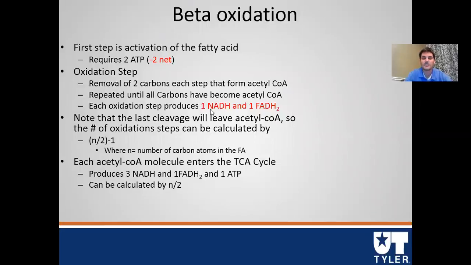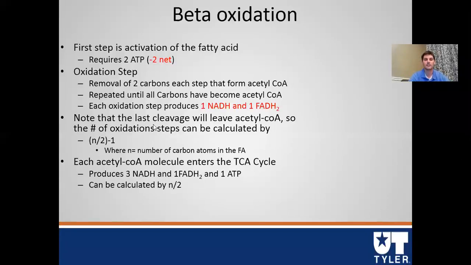The important thing to note is that each time we take 2 carbons off of our fatty acid, we are going to gain an NADH and an FADH2. It's also important to note the last cleavage will leave two 2-carbon molecules. So the rounds of beta oxidation aren't equal to just the number of carbons divided in half, but instead divided in half minus 1. I think this next figure will show you. Each time we cleave off those 2 carbons, that gives us an acetyl-CoA, and those will enter the TCA cycle to produce all the things, just like glucose.